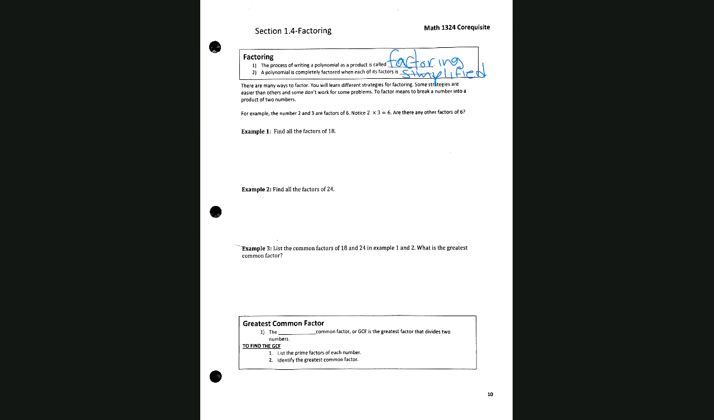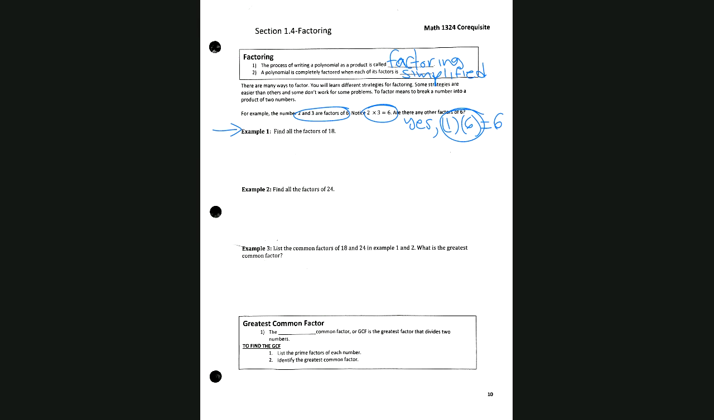And just to clarify, let's go over this first statement. So, for example, the numbers 2 and 3 are factors of 6 because if you multiply 2 times 3, you get 6. So let's answer the question, are there any other factors of 6? The answer is yes. We could say 1 multiplied by 6. That will also give us 6. So 1 and 6 are also factors of the number 6. Let's move on to our first example here, and we're going to find all the factors of 18.